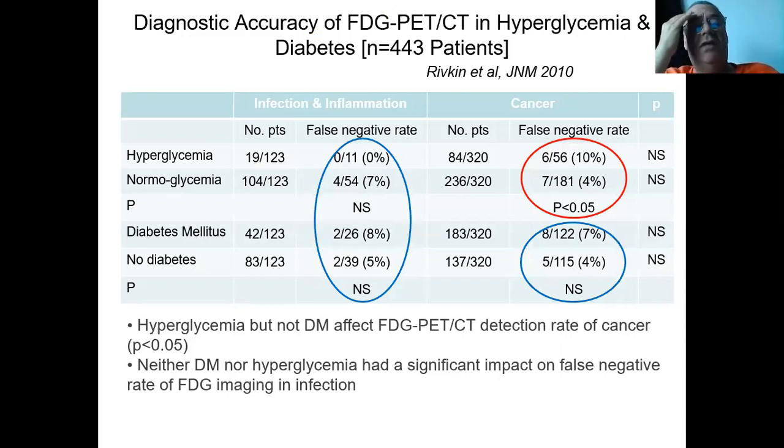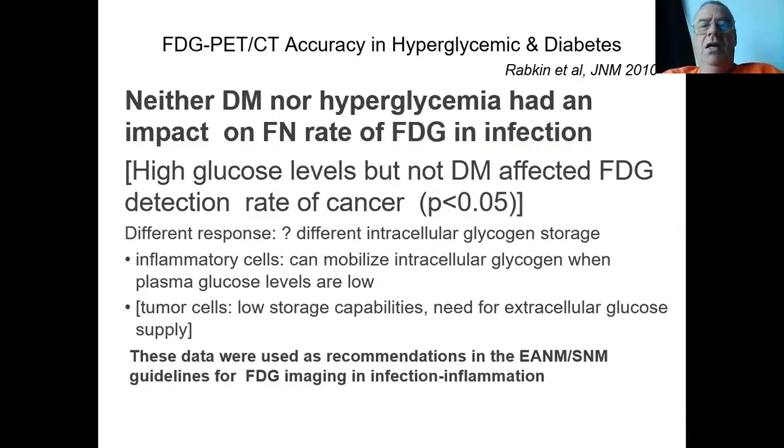Rivkin looked at the effect of blood sugar and a diabetic diagnosis on false negative rates of PET scans in a fairly big group of patients, and found that in patients being imaged for infection or inflammation, it made no difference whatsoever. Though there remained a significant difference in patients being imaged for cancer. So our recommendation about being normoglycemic for cancer continues, but we're more relaxed in diabetic patients with infection. So their conclusion was that neither hypoglycemia nor the diabetes itself has an impact on the false negative rate of FDG infection imaging.